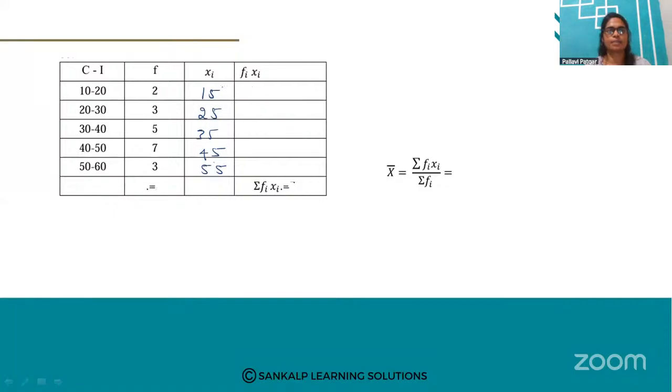fi xi. 15 twos are 30. 25 threes are 75. 35 fives are 175. 45 sevens are 315. 55 threes are 165. Okay, now calculate the sum of the frequency and the product. So summation fi is equal to 20, and summation fi xi is 760.